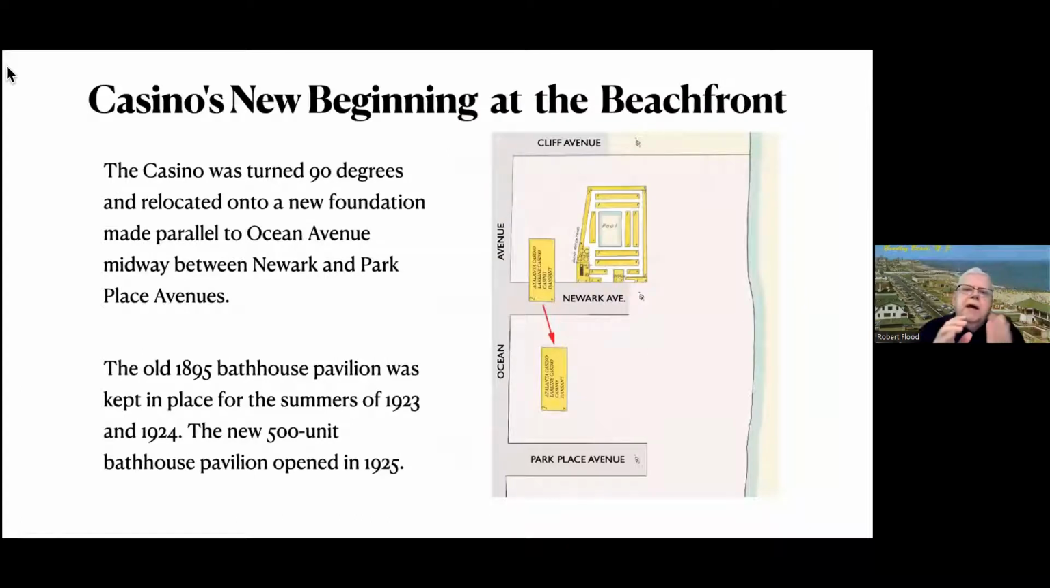The casino is going to have a new beginning. They're going to turn it 90 degrees and move it south. They put turnbuckles in so the building retains its structure. And then they really invest a lot of money into the structure. The old bathhouse on the top right of the map, that was kept in place for the summer of 23 and 24 because a new 500-unit bathhouse pavilion is going to open in 1925.